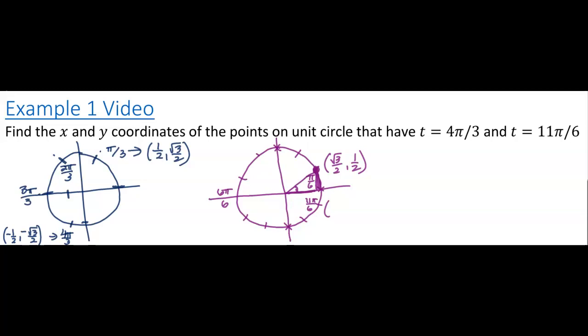What I'm seeing with this point, my picture is not perfect, but it's just flipped over the x-axis. So it's still a positive x value, but the y value becomes negative. So this is my answer for the x and y coordinates for t equals 11 pi over 6.